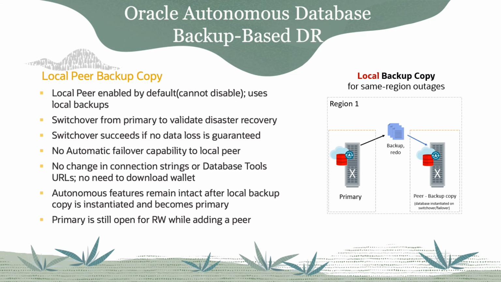Adding a peer database does not bring down your primary database. There is no loss of connection, and your application continues to perform read-write operations while the peer backup copy is being configured. This is typical of when a cross-region peer backup copy is being configured in the remote region, which involves copying of the database backup and redo to the remote region. You can also update a backup-based DR type to autonomous data guard.